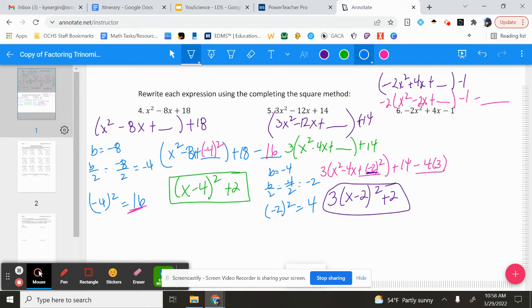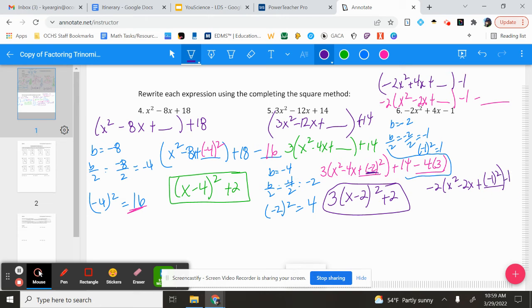Now I can look at my b value, which is negative 2. My b divided by 2, which will be negative 2 divided by 2, is negative 1. And then negative 1 squared, which will give me positive 1. Now what I'm going to do here is put in my values. So we have negative 2 times x squared minus 2x. What I'm going to put in is my negative 1 squared.